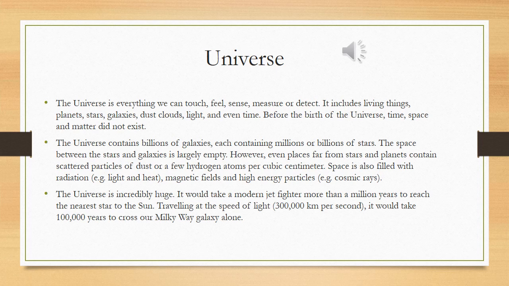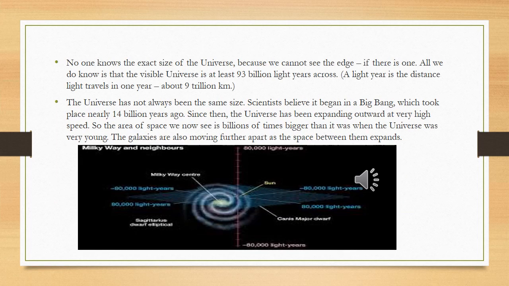It could take a modern jet fighter more than a million years to reach the nearest star to the sun. Even traveling at the speed of light, 3 lakh kilometers per second, it will take 100,000 years to cross our Milky Way galaxy alone. So you know, the universe is so big, and no one knows the exact size of the universe because we cannot see the edge, if there is one. All we do know is that the visible universe is at least 93 million light years across.